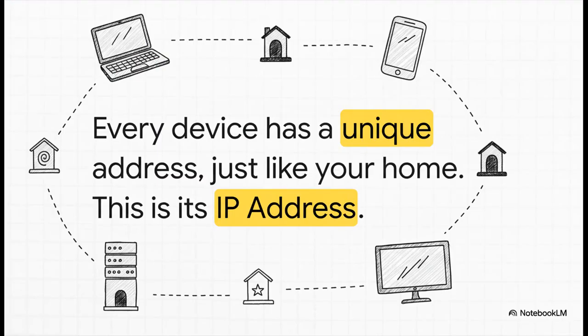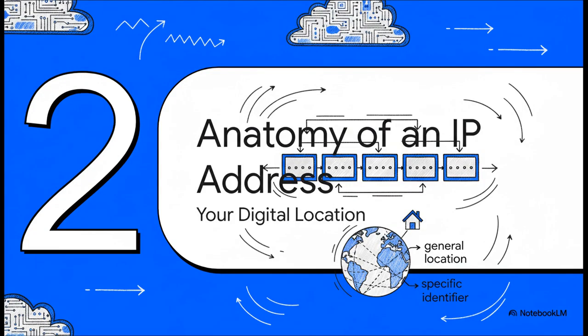And the absolute heart of this digital postal service is the IP address. Every single thing connected to the internet, from a massive web server to the phone that's probably in your hand right now, has its own unique IP address. It's the one piece of info that makes sure data gets delivered to the right digital doorstep. So what is this digital address, really? Let's pull it apart a little bit. We're going to deconstruct it and see how it manages to be both a general location and a super specific identifier all at the same time.